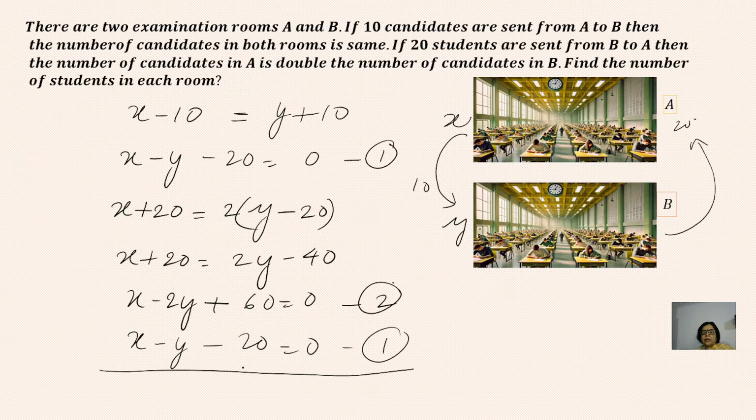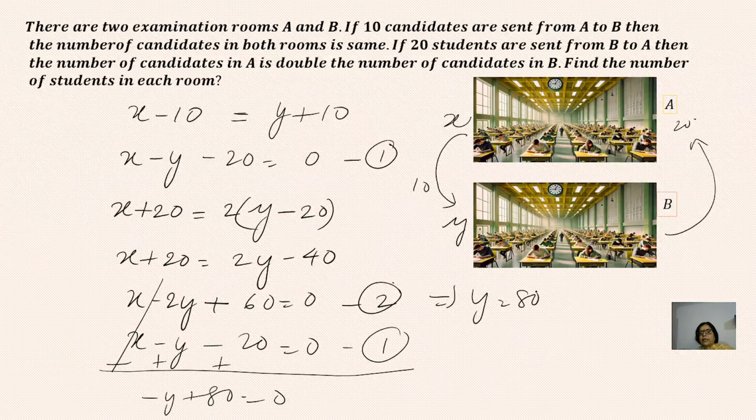And if we simply subtract them, the x terms will get cancelled. This will become plus, this will become plus. So we get here minus y plus 80 is equal to 0, which implies y is equal to 80. That means the number of students y in the second room are 80.